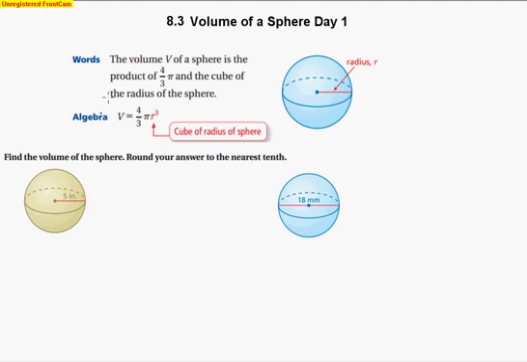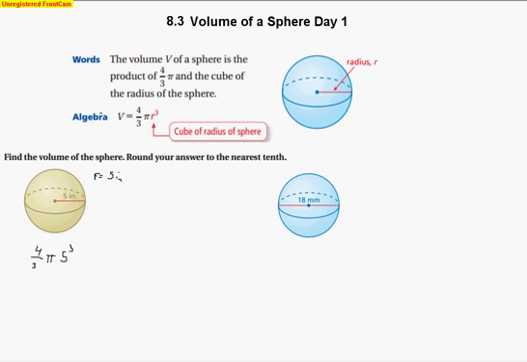So volume of a sphere is when we take 4/3 of pi times the radius cubed. And so the radius is the distance from the center of the sphere to the curve of the sphere. And it doesn't matter where you draw the radius, it's always going to end up being the same, as long as it goes from the center to the curve. And so the radius is what we need, so let's just write down what our radius is here. It's 5 inches.